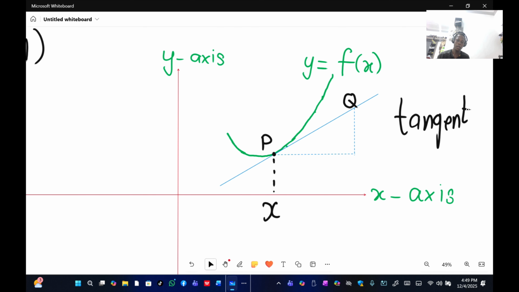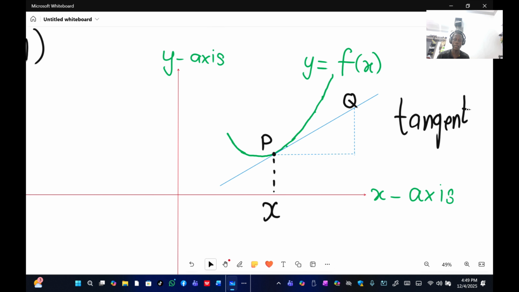So if the first value of x from the point where the tangent touches the curve is x, then we need to find the corresponding y value. So I have to trace it to my y-axis. Wherever I see x in the function, I'll plug in x. So the function is y is equal to f of x. When you replace x with x, you are still going to get f of x. So the corresponding y value of x is f of x.